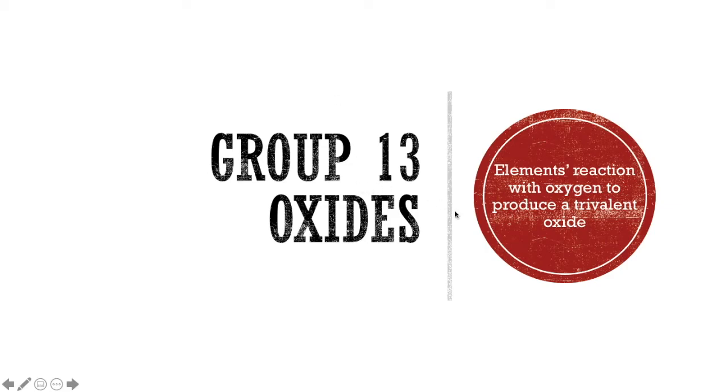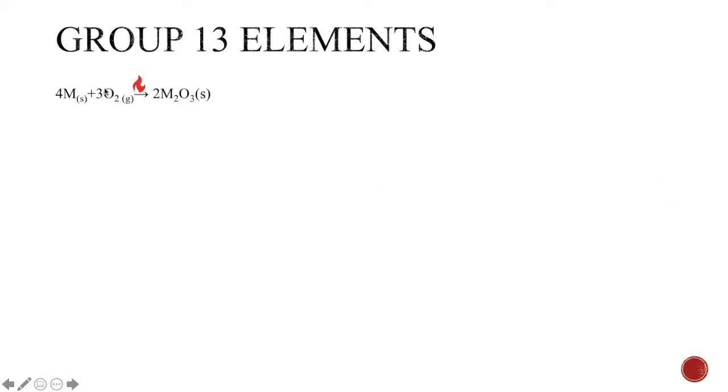This presentation is about group 13 oxides. Group 13 elements react with oxygen at elevated temperatures to give a trivalent oxide. Boron is a non-metal of the group that reacts with oxygen to produce boric oxide, which is a weak acid, so it reacts readily with a strong base. An example of this is equation 1, where it reacts with sodium hydroxide to produce sodium borate.